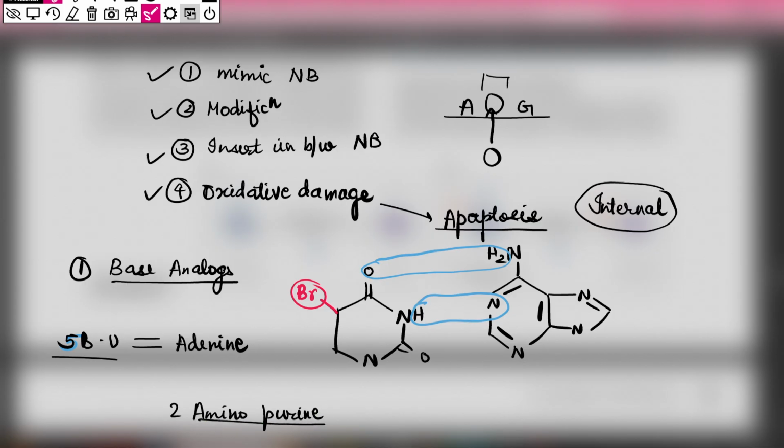So this can also have the similar kind of structure here. 2-aminopurine also can have the chemical modifications, and it can also become a base analog of purines. So these are the first kind of chemical mutagens, that is the base analogs.